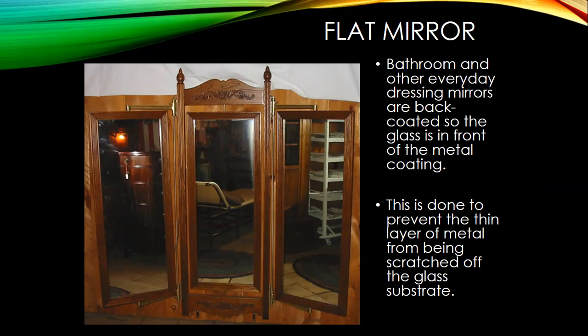In high precision optical equipment, they'll do the coating on the front side because the extra reflection from the front glass surface is not desirable. For you and I, just looking into a mirror, we barely notice this reflection from the glass interface. However, by putting the metal on the front side in a precision optical device, such as a telescope, the only reflection you have to worry about is that reflection off of the metal.